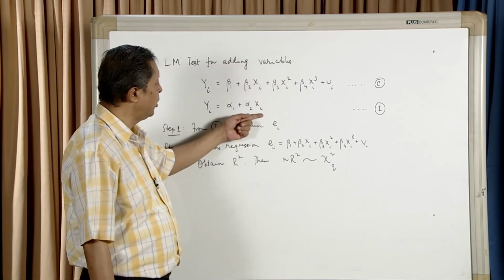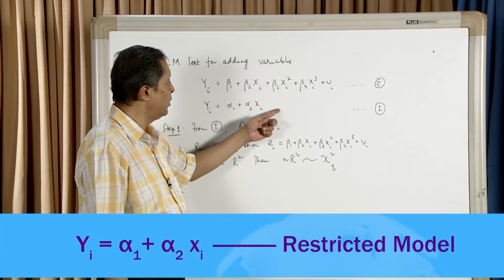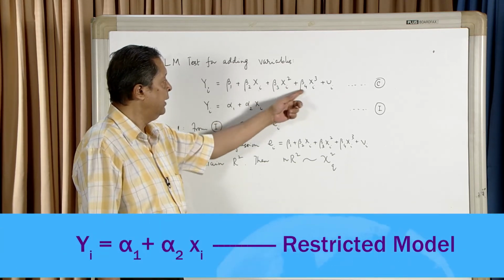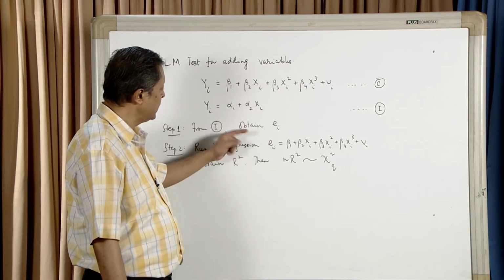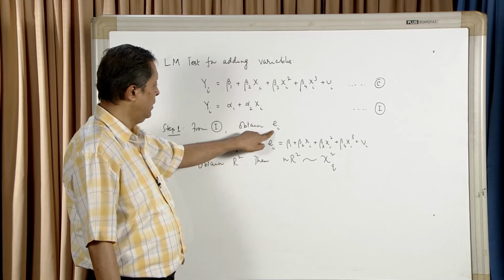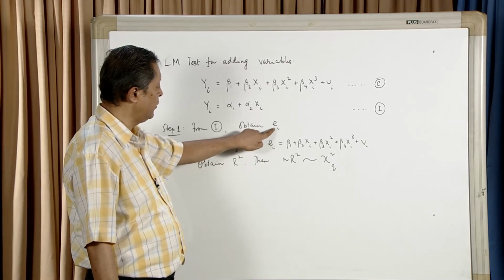This is the restricted model because beta 4 and beta 3 are not there, xi square and xi cube are not there. So, this is the restricted model. From the restricted model, we obtain the error of estimation. This ei is the error of estimation.